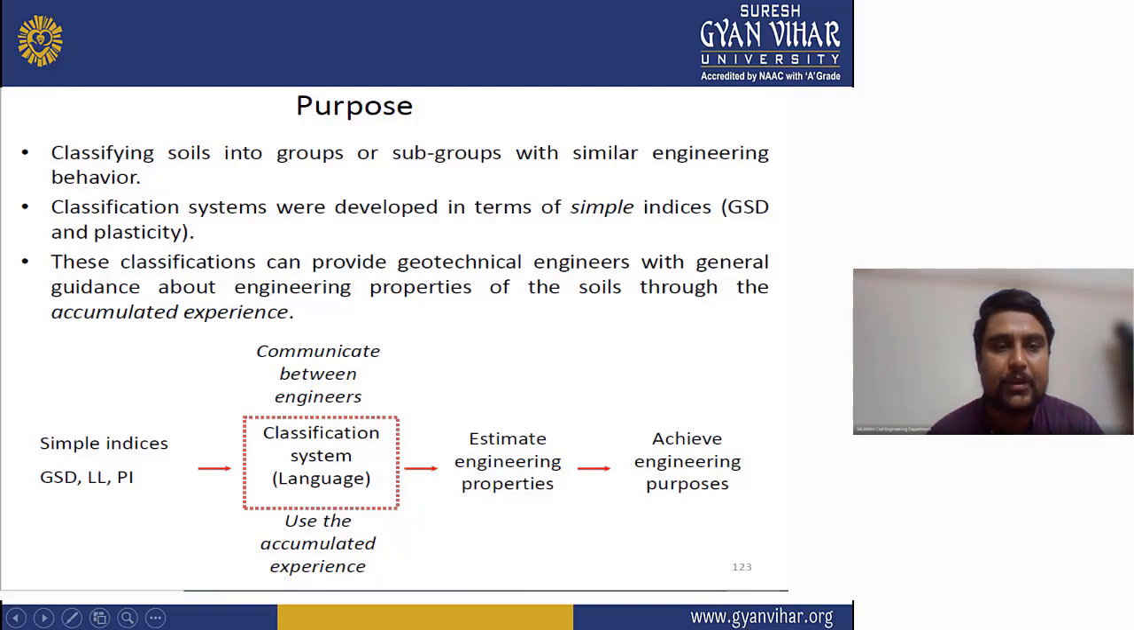And now we will see the purpose of the soil classification system. Classification of soil into groups and subgroups with similar engineering behavior. Classification systems were developed in terms of indicators like GSD, and as I told you earlier, this classification can provide geotechnical engineers with general guidance about the engineering properties of soil through accumulated experience. And as you can see here, this is your flow chart of a soil classification system, which shows the need for a soil classification system.